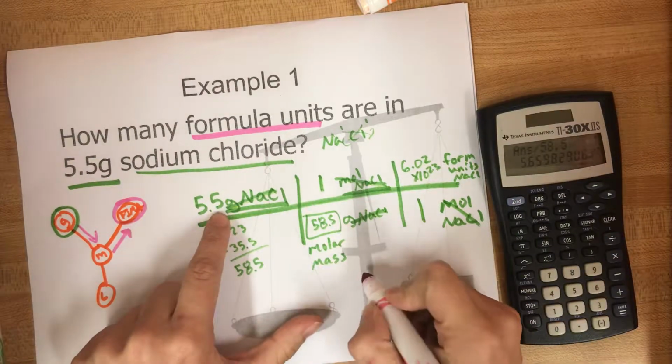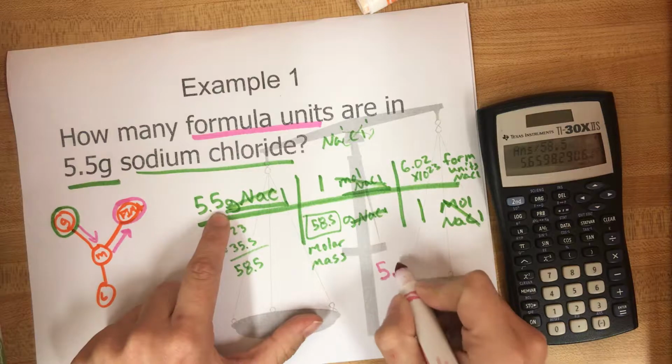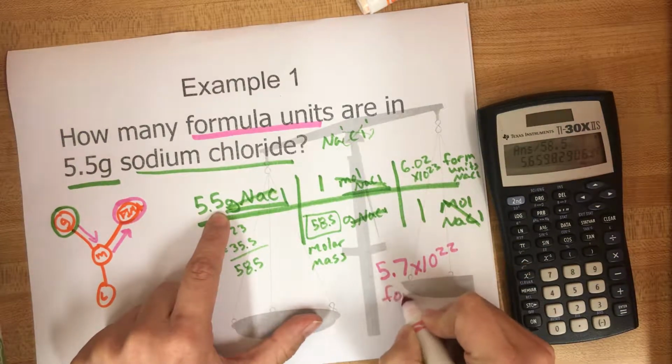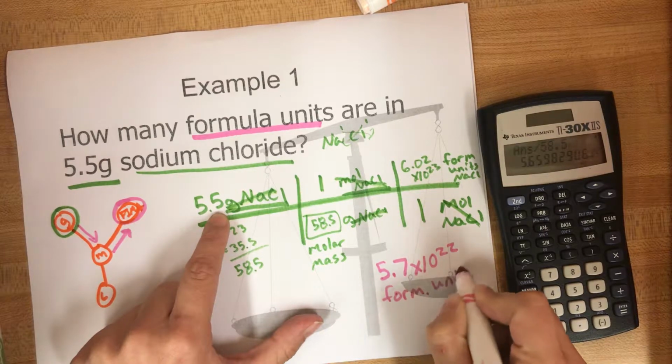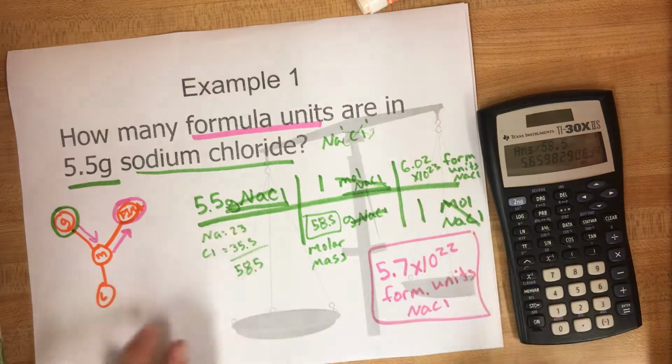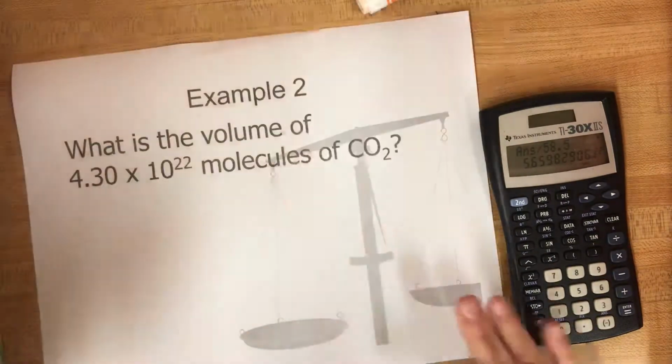So for our final answer, you should have 5.7 times 10 to the 22nd formula units of NaCl. Done. Okay, let's try one more example.